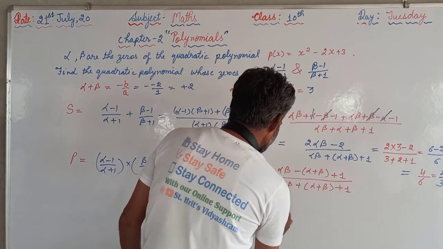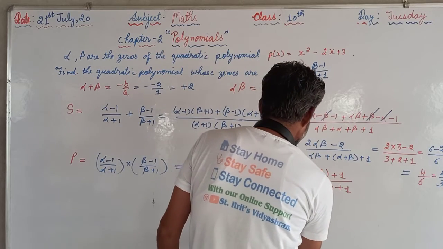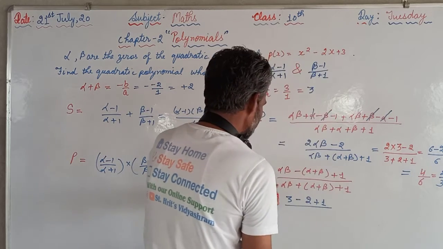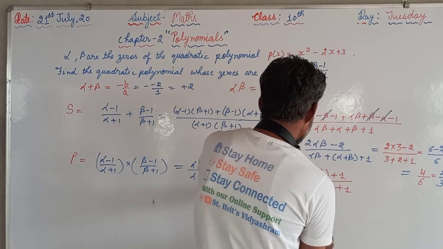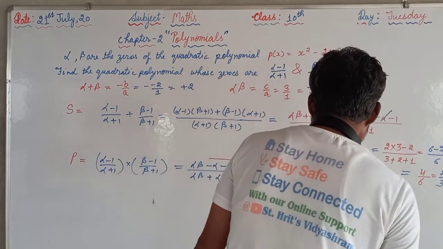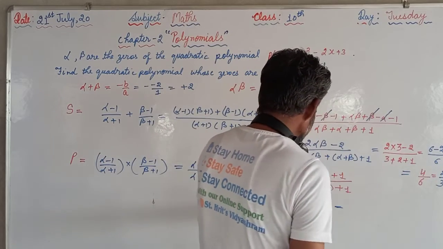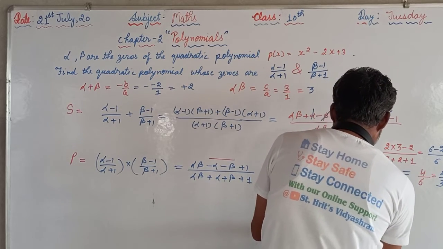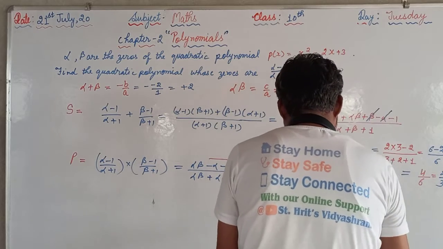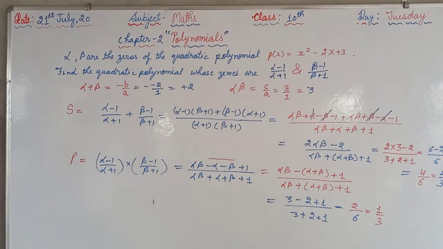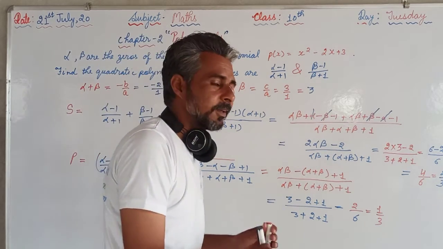Now we are supposed to substitute the values. Alpha beta, that is 3, minus (alpha plus beta), that is 2, plus 1, upon alpha beta, again 3, plus alpha plus beta, that is 2, plus 1. So it becomes 3 minus 2, that is 1, 1 plus 1, that is 2, upon 3 plus 2, 5, 5 plus 1, 6. So it becomes 1 upon 3. So we got the sum of the zeros as well as the product of the zeros.